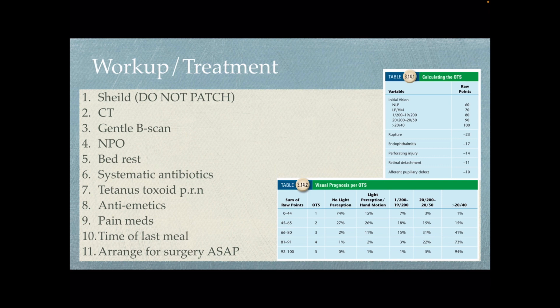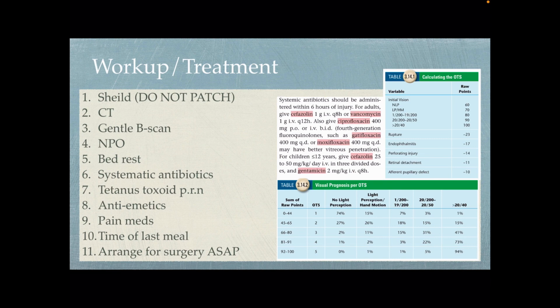Now, of course, you should admit the patient to the hospital with no food and drink. Keep him NPO. Patient should be on bed rest, i.e., no bending over or Valsalva maneuvers. He should be on systemic antibiotics. Now, here are the systemic antibiotics that you should give to the patient. I've added them here straight from the textbook, so I won't bore you with it.